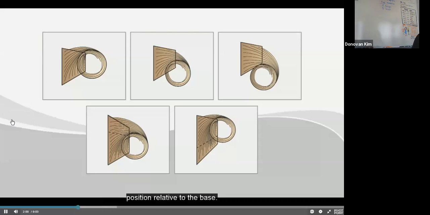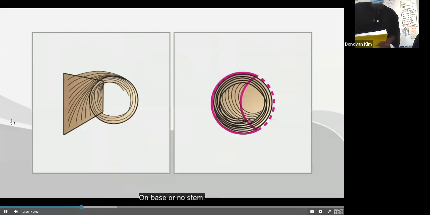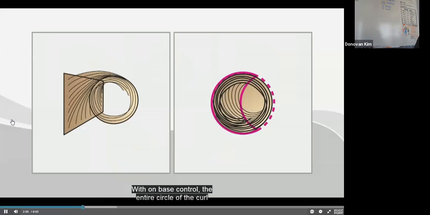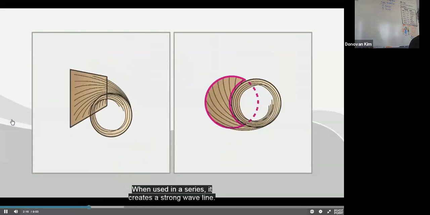There are five types of base control. On base or no stem. With on base control, the entire circle of the curl is positioned on the base. It produces a lift or strong curl effect. When used in a series, it creates a strong wave line. Half off base or half stem. With this base control, half of the circle is positioned below the base. It is used to produce an equal degree of predetermined direction and volume.